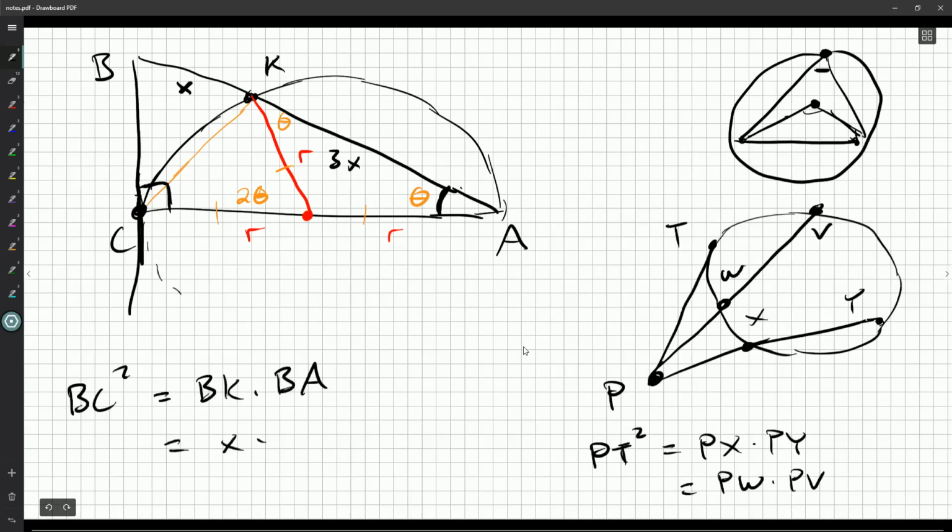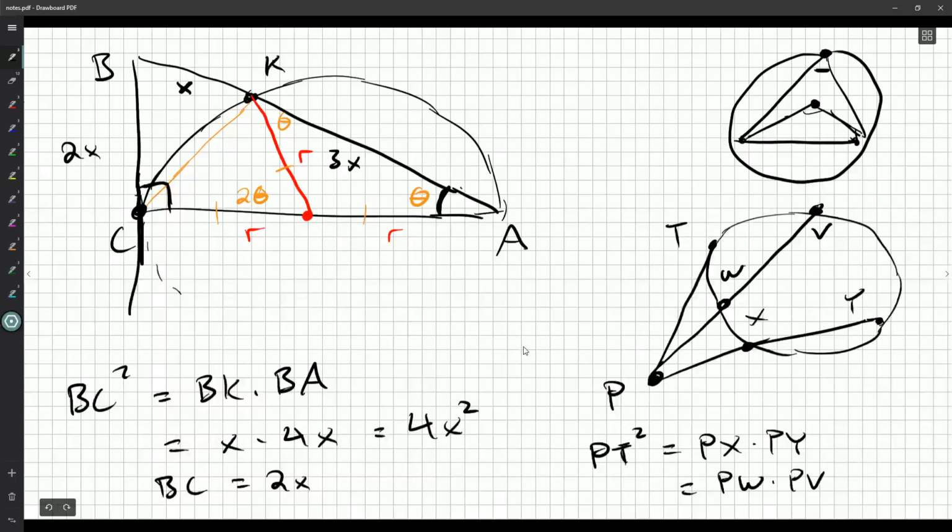But bk is x, and ba is x plus 3x, so 4x. So bc is 4x squared, and I think we're getting a lot better now, because then bc would be 2x. So maybe my first circle geometry instinct wasn't right, but okay, we got this 2x here. So how does that help me? Well, I want this angle theta.